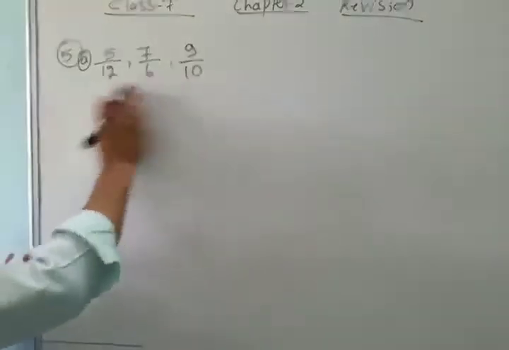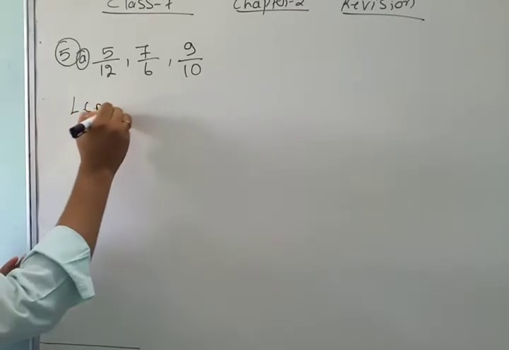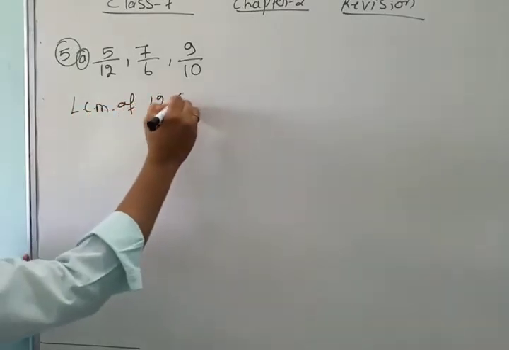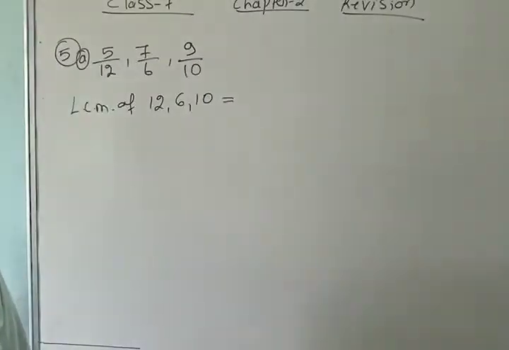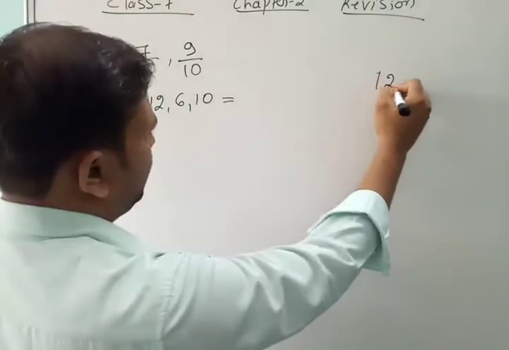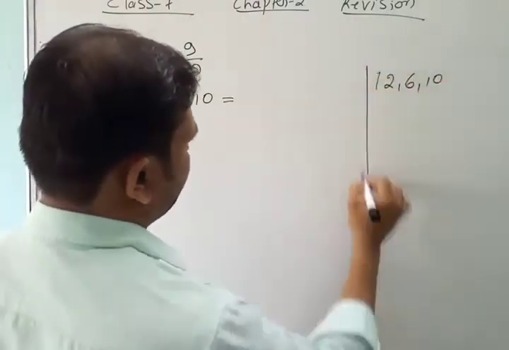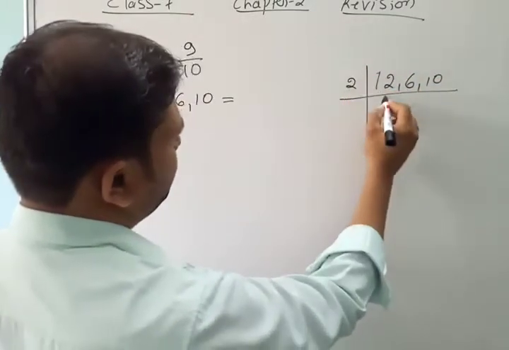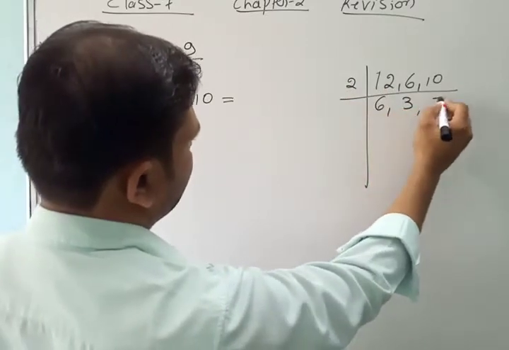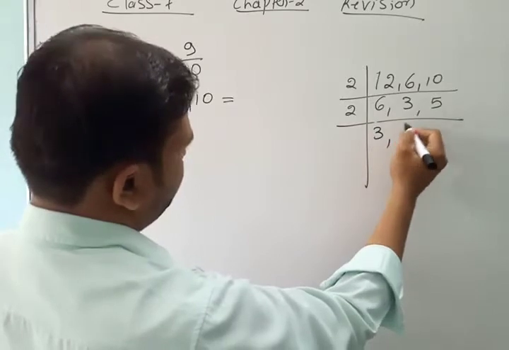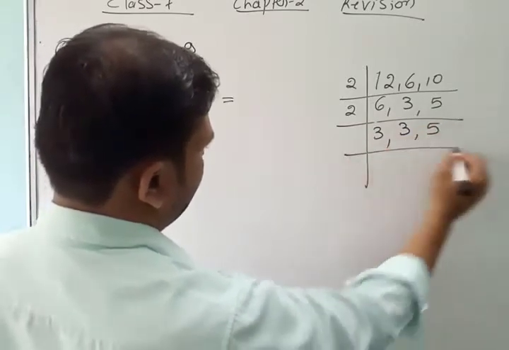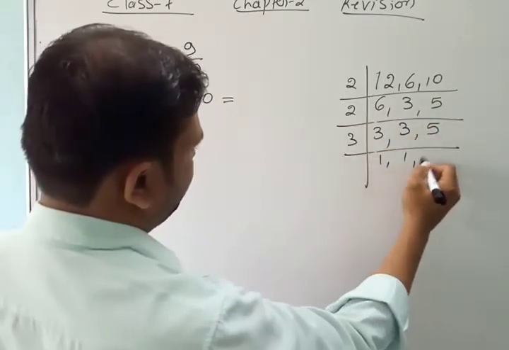How do we make the denominator part the same? By taking LCM. So take the LCM of 12, 6, 10. How do we take LCM? 12, 6, 10. Divide by 2. 2 6s are 12, 2 3s are 6, 2 5s are 10. Again divide by 2: 2 3s are 6, it will not divide by 2, 5 also will not. Again by 3, 1, 1, 5.